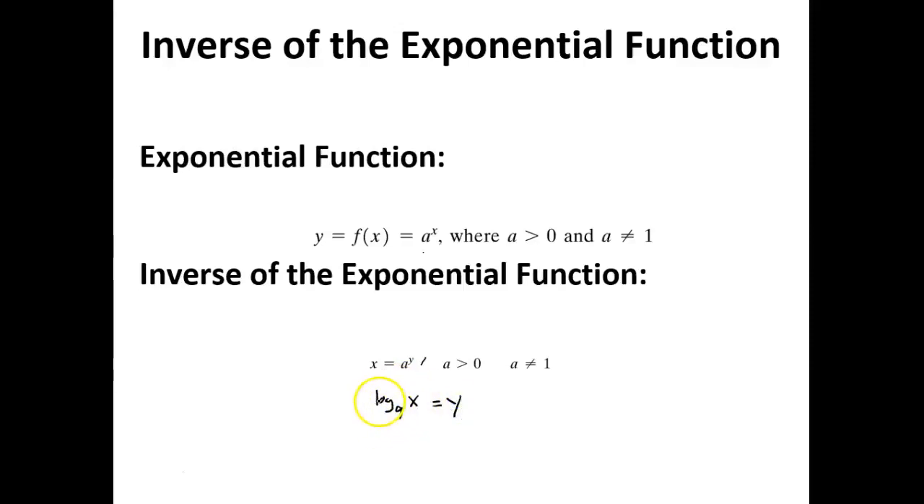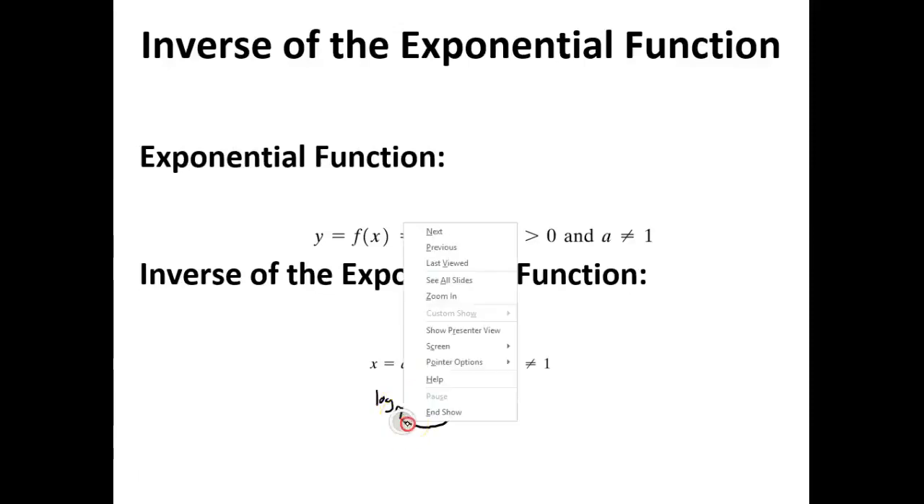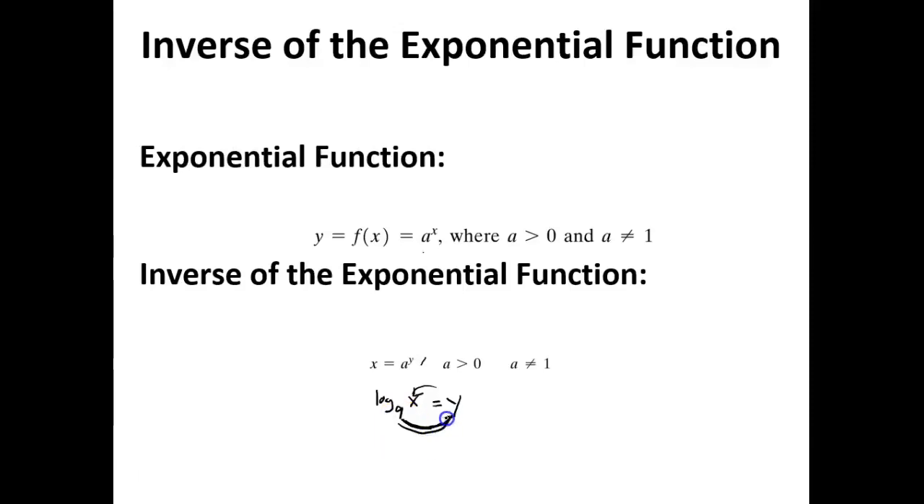What logarithms actually give us is the exponent. It's the exponent to get from a to x. If I want to know what power it takes to get from a to x, I go a to the y is equal to x. That's how I remember these, with this circular pattern. Whenever I see logs, I think a to the y is equal to x.